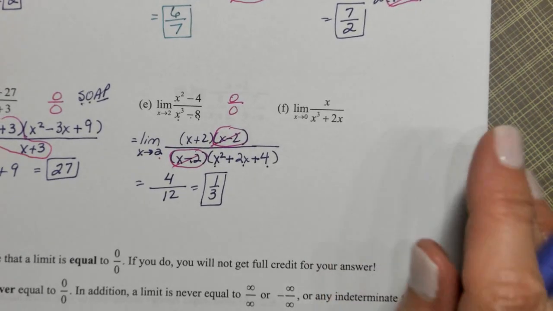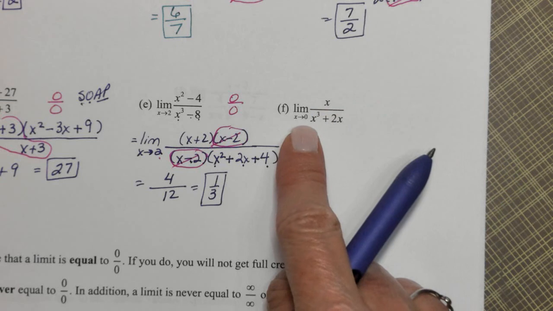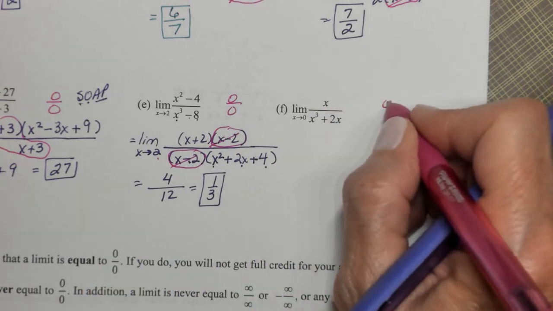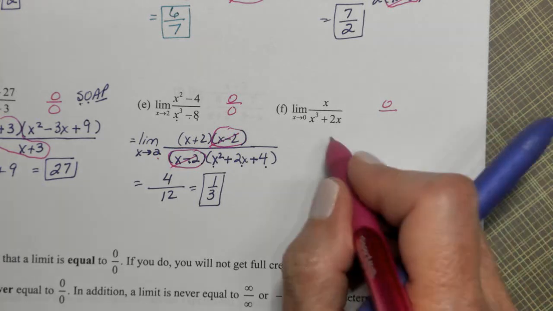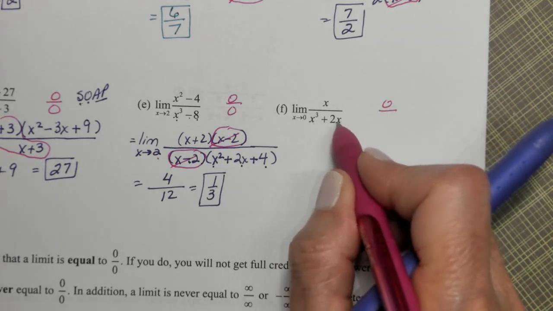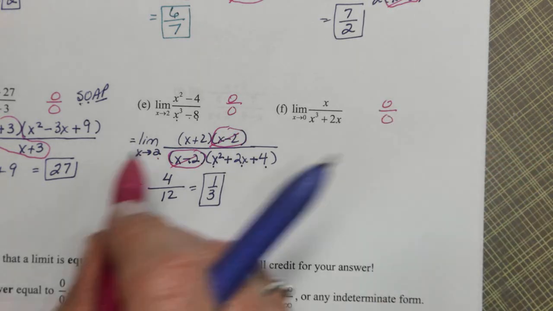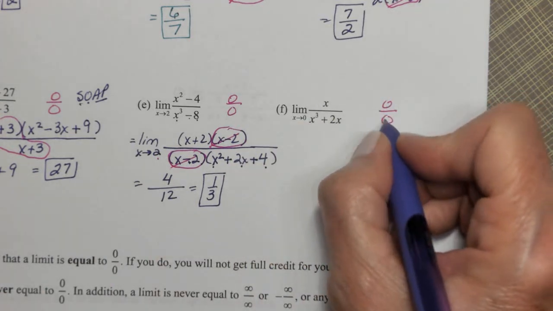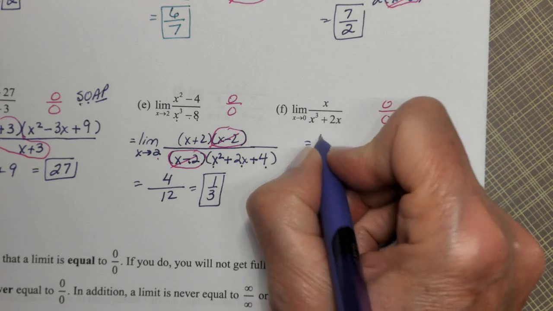Okay, one more. X is going to 0 here. X is going to 0. On top we just have an x, so that's 0. And then on the bottom we're going to have 0 plus 0, that's 0. Lots of zeros going on. So that means we have a hole. Let's go find it.